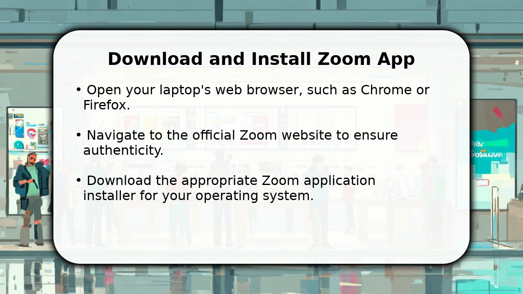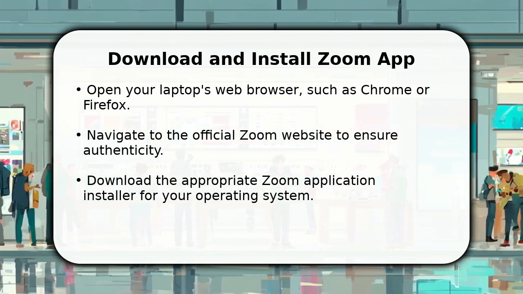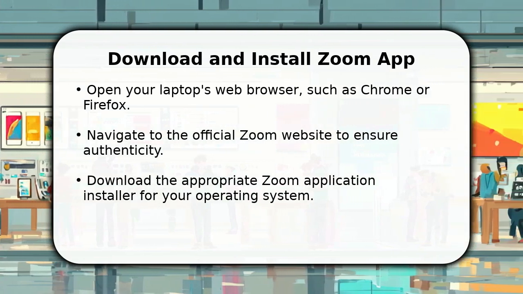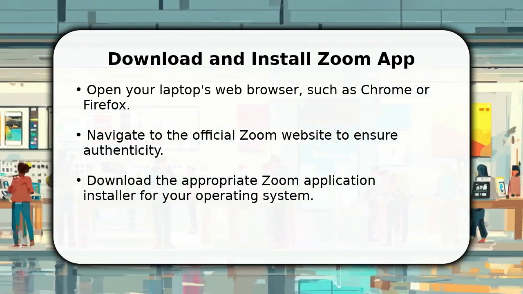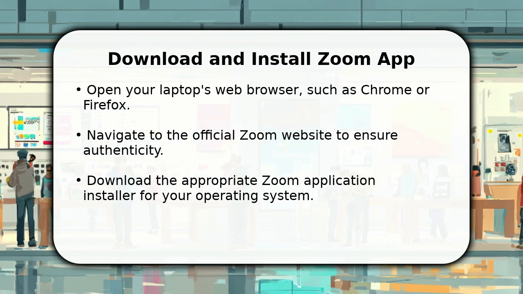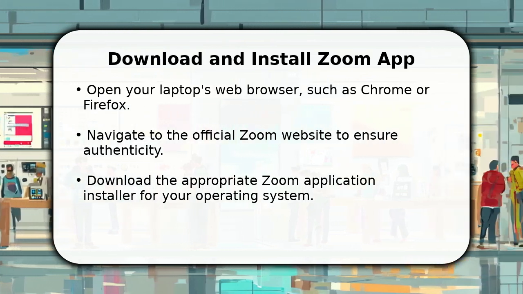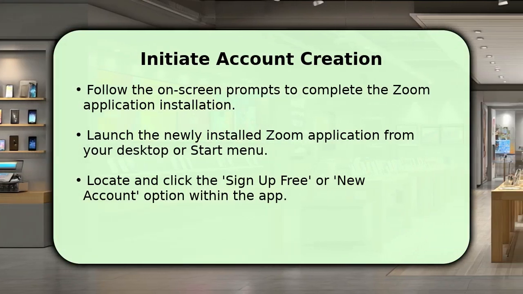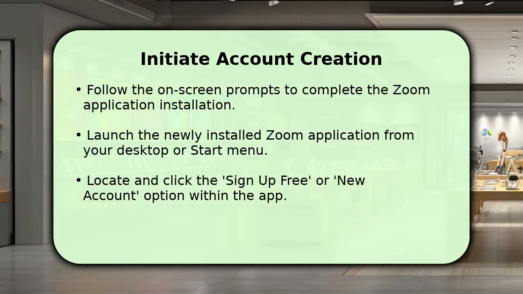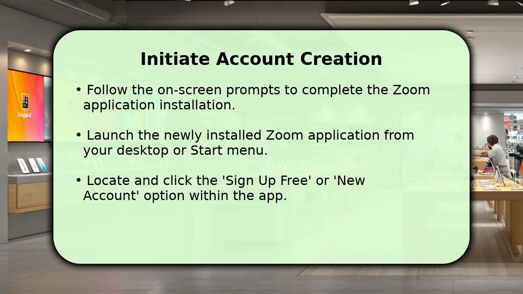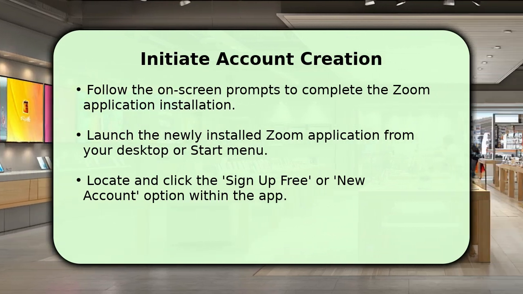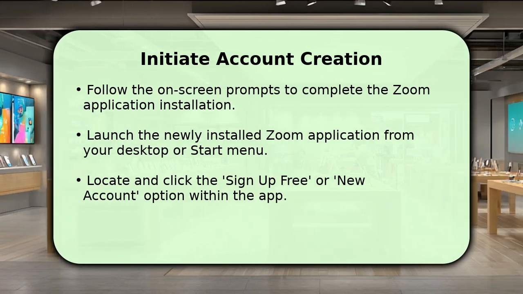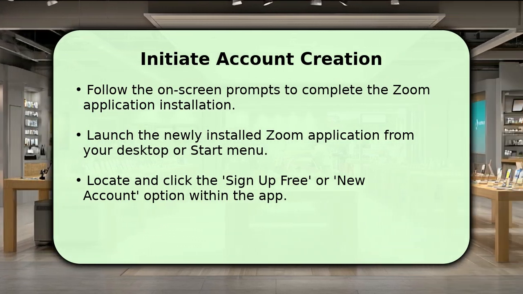Then, click to download the correct Zoom application installer designed for your specific operating system, whether it is Windows or Mac OS. This ensures you get the legitimate and most compatible version for your device. Once the download is complete, find the installer file, often in your Downloads folder, and double-click it to begin the installation. Follow the simple on-screen instructions, which typically involve clicking next a few times and agreeing to the terms.